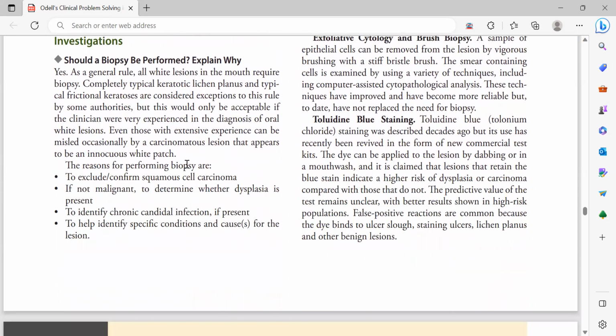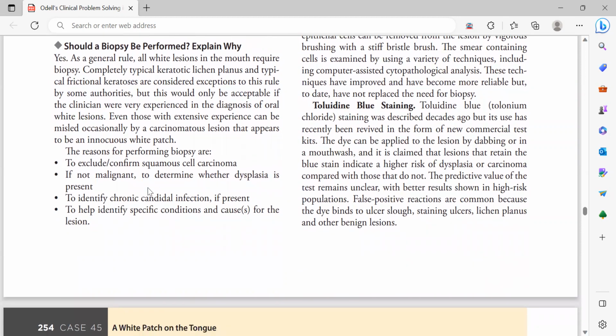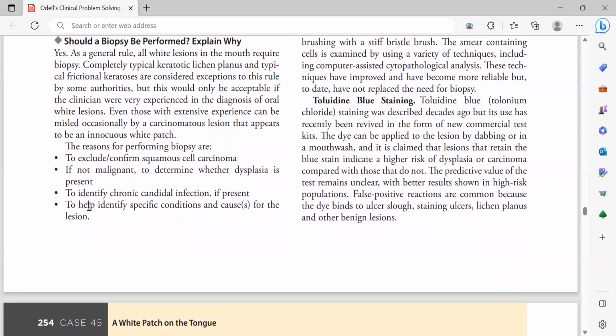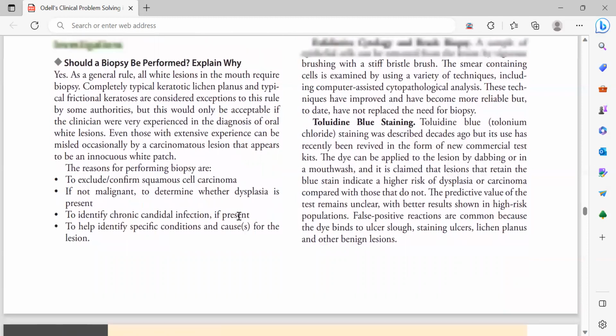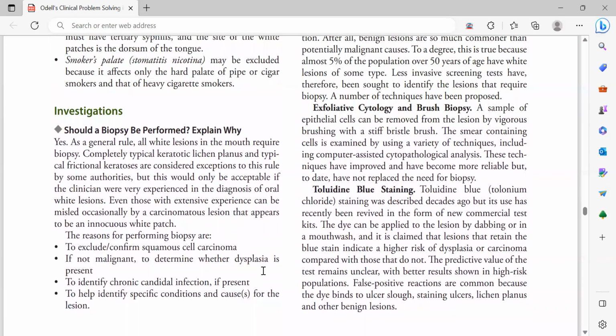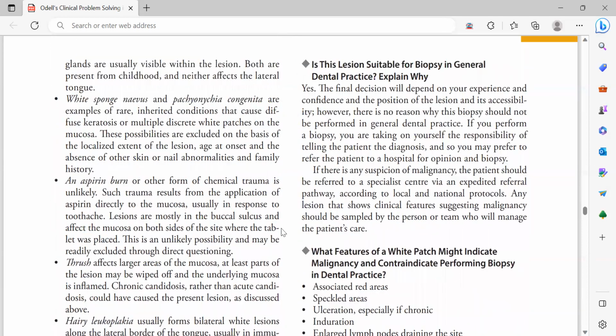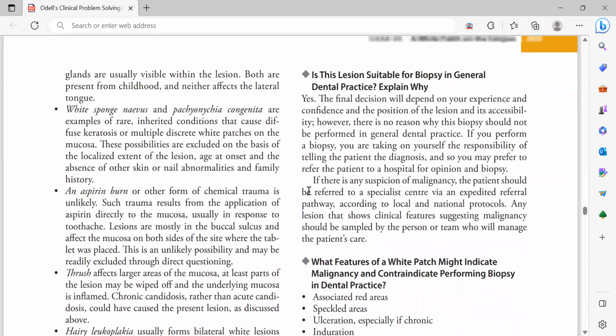Okay, so the reasons for performing a biopsy are to exclude or to confirm the cancer. If not malignant, to determine whether there is any sign of dysplasia or not. To rule out if it is a candidal infection. To help identify specific conditions and causes for the lesion, if it is not cancer, to help identify what it actually is, because it is a diagnostic test which will help us in making the diagnosis.